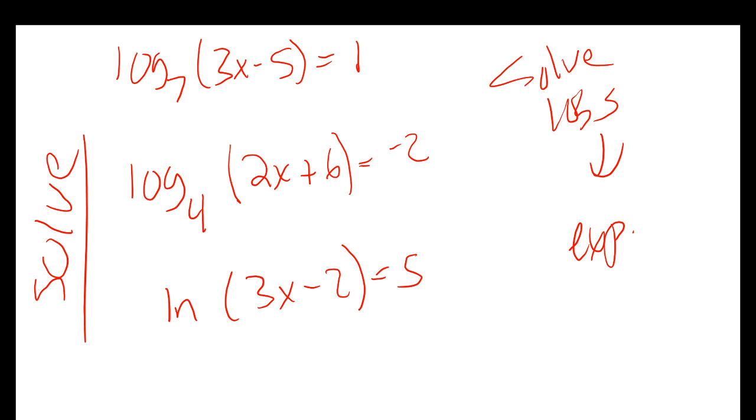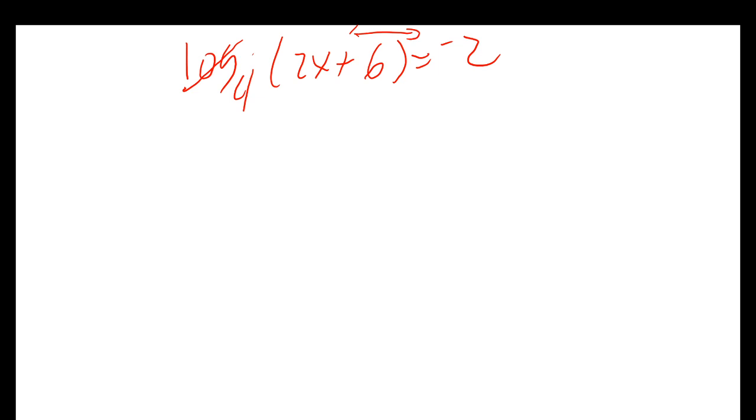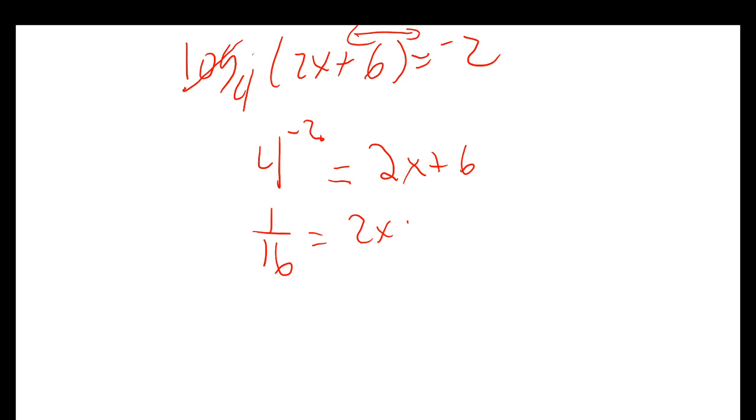All right. So let's look at the next one. We've got log base 4 of 2x plus 6 equals negative 2. So here you go, Jan. We're going to drop off the log. We're going to swap these two. So this is going to become 4 to the negative 2 equals 2x plus 6. This 4 to the negative 2 becomes 1 over 16 equals 2x plus 6.